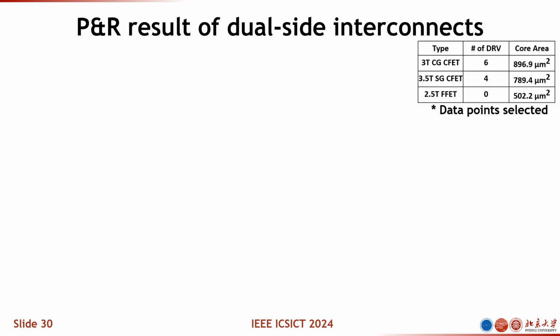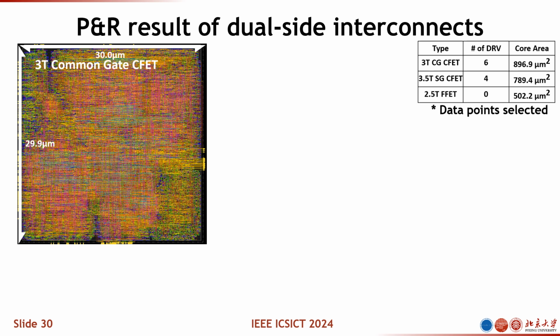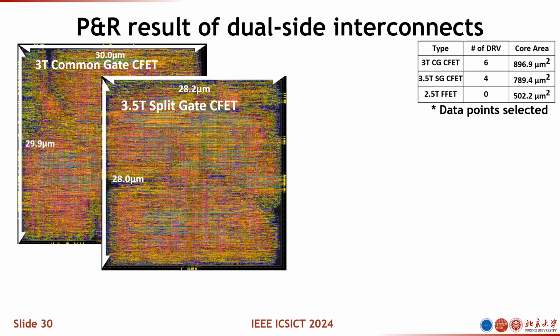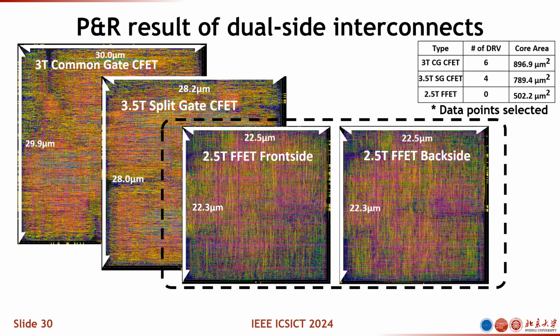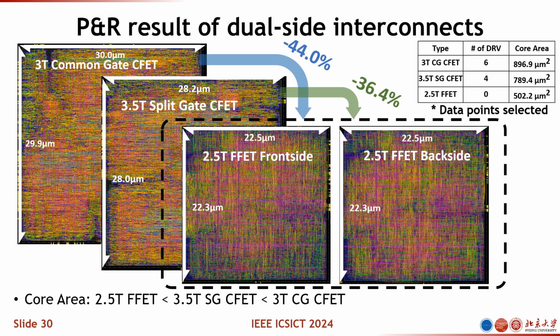And now, let me show you the results. This is the PNR routing result of the CFET, the 3.5T split gate CFET, and our 2.5T FFET. As I mentioned before, the FFET features two layers of interconnect, on the wafer front side and wafer back side. So that's why you can see there are two routing layouts, from the wafer front side and wafer back side. And the FFET features the smallest layout area based on the RISC-V core we have designed.